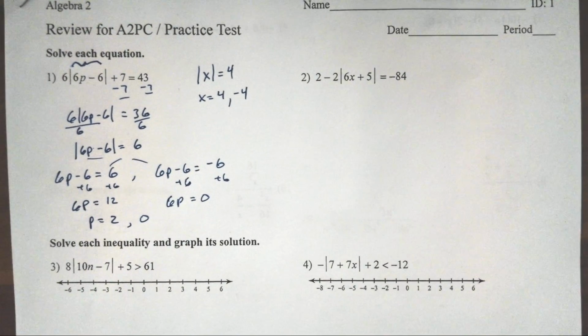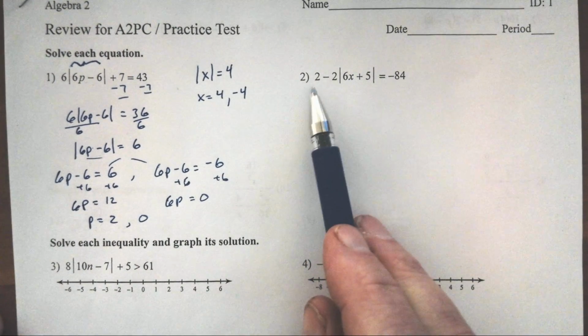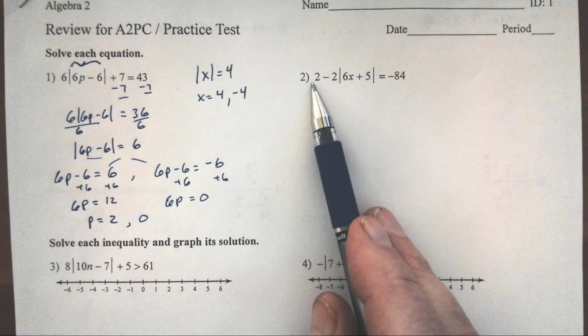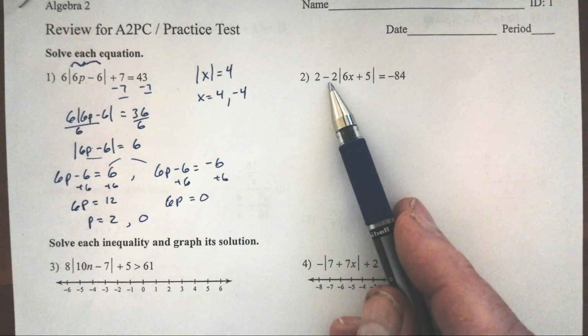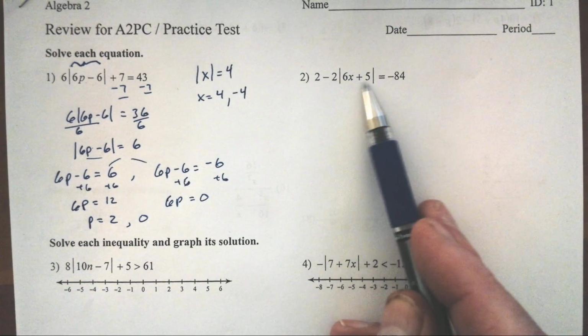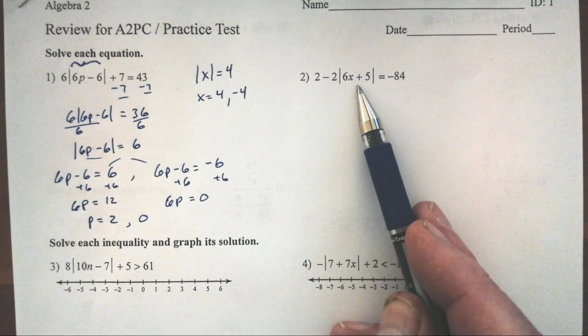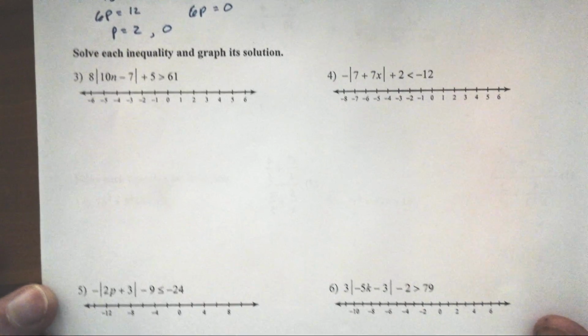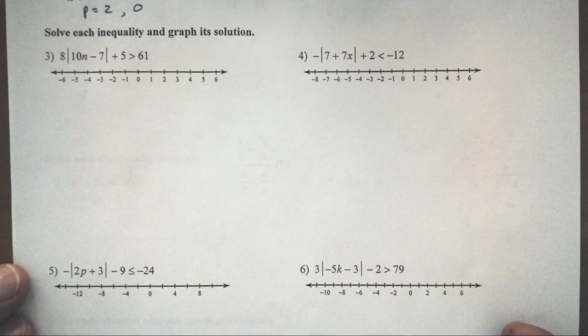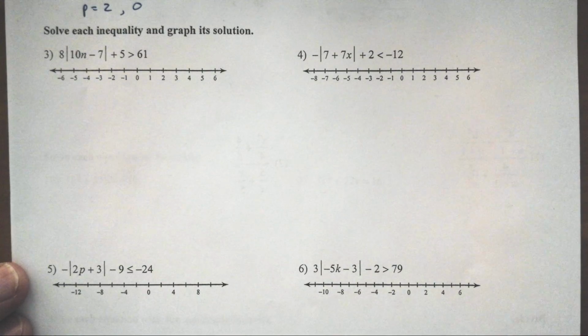So that should model pretty clearly what you'd be doing on problem number 2 here. We'd want to remove the 2 or subtract 2 on both sides, divide both sides by negative 2, isolate the absolute value, and then split it into two separate equations. Okay, pretty similar here, just one little difference to remember.